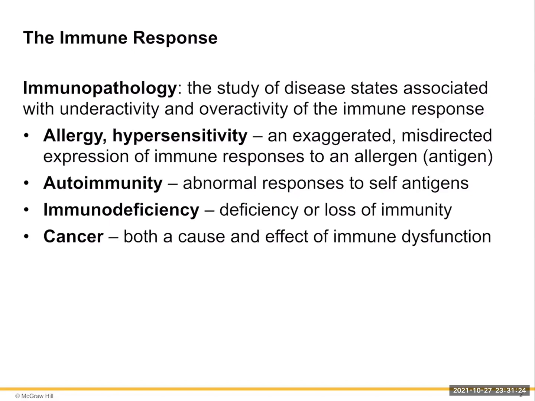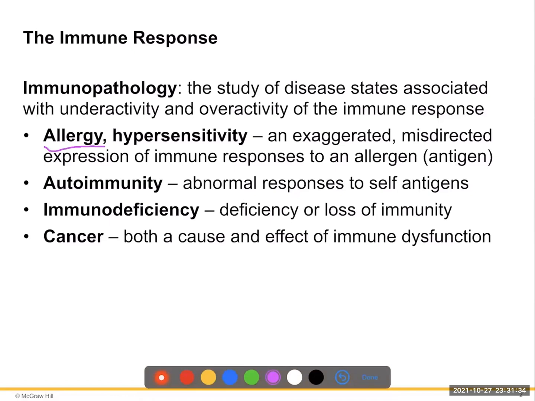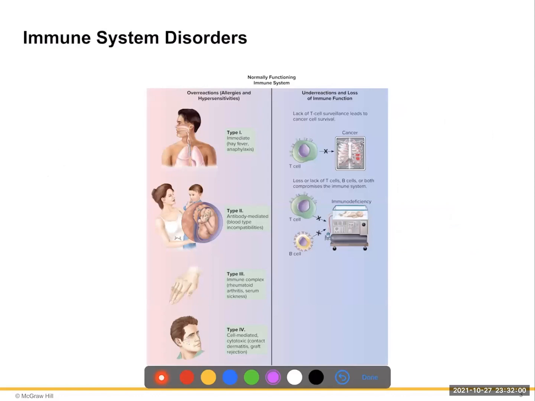Allergies are hypersensitivity. It's an exaggerated expression of the immune response to an allergen, to an antigen. Okay? That's what an allergy is. You get a hyper response to it. Autoimmunity is an abnormal response to self-antigens, tissues that have antigens that should be recognized as self-tissue. Immunodeficiency is loss of immunity or decrease in immune function. And cancer has a cause and effect of immune dysfunction, which allows abnormal cells to grow at a rapid, accelerated rate. Right? These are your system disorders.